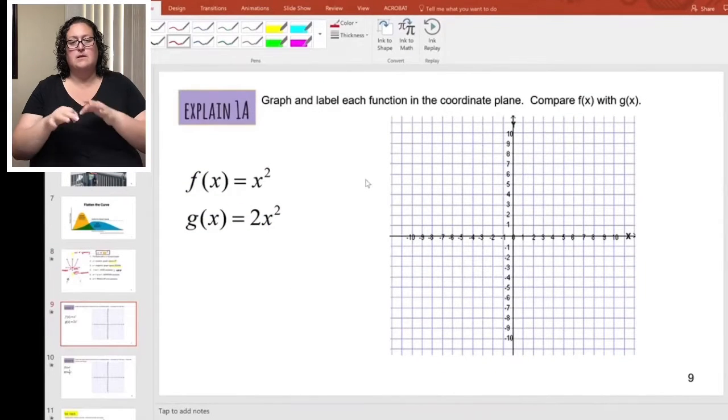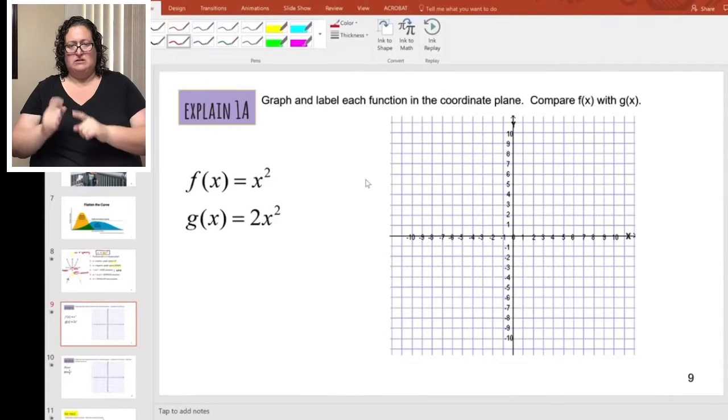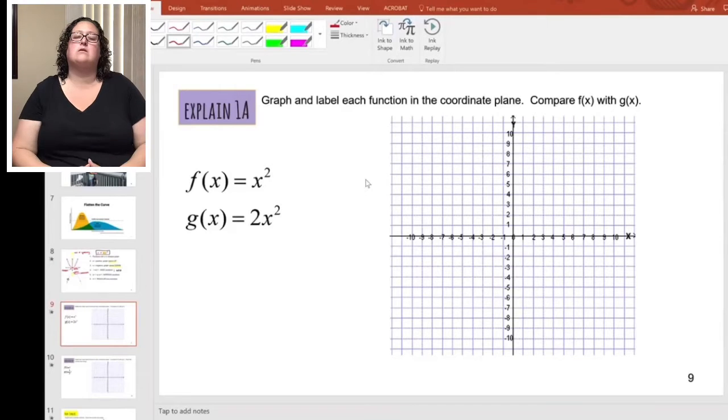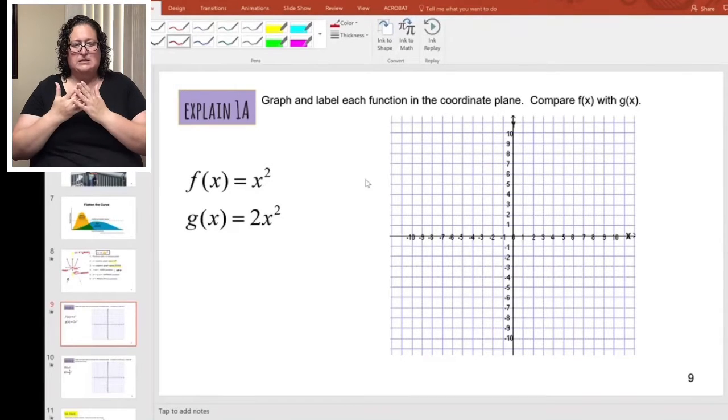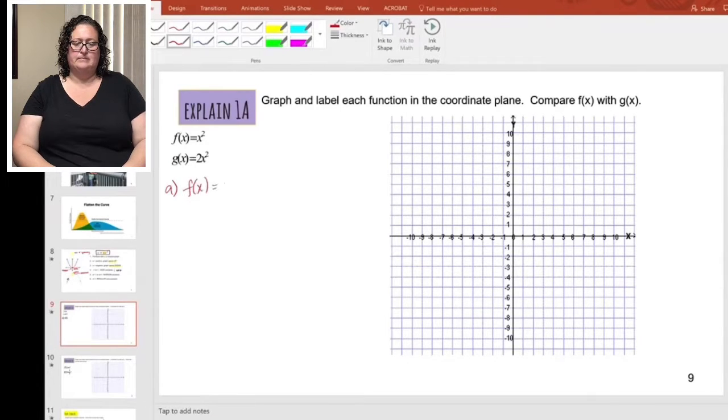Explain 1a. Graph and label each function in the coordinate plane. Compare f of x with g of x. There's more than one way to graph parabolas, but because this is an introduction, let's go ahead and graph these parabolas by making tables. The easiest way to graph it is to make an x and y table.